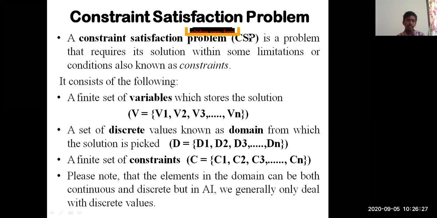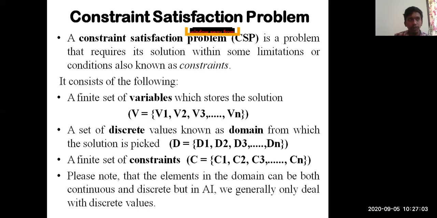So let's initially start with what is this constraint satisfaction problem. This is a problem which requires a solution with some limiting conditions. The name itself says it's a constraint satisfaction problem. You'll be having some constraints, some limitations, and you need to solve those things. Then only you'll have an effective solution. So you need a solution with some limitations or initial conditions.